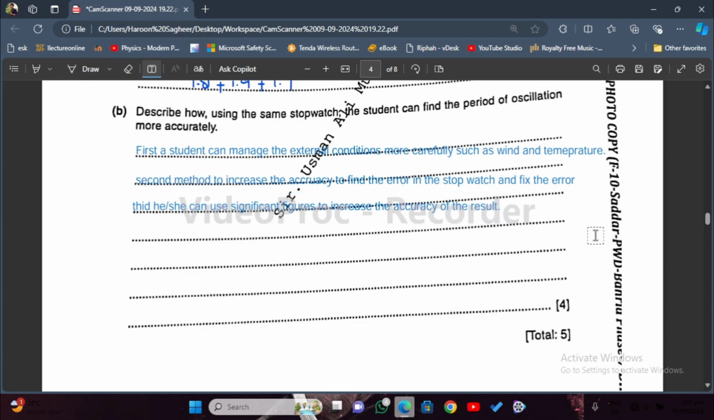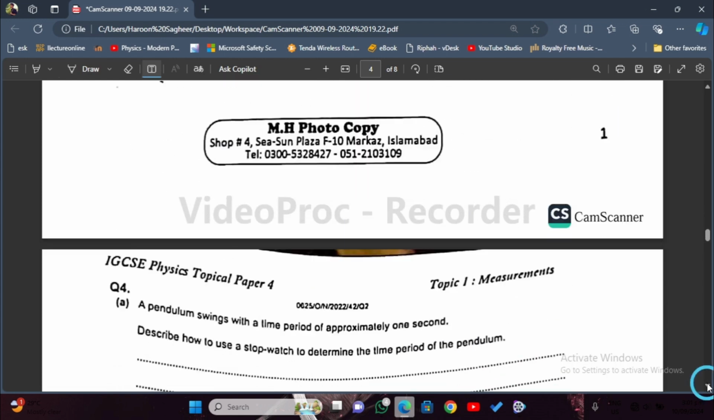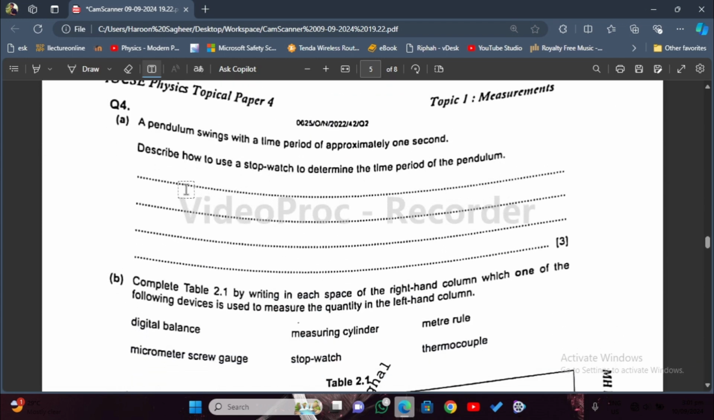You can extend it, you can add more and more things, you can always search different books to find out the answer. All right, now question number 4. A pendulum swings with a time period of approximately 1 second. Describe how to use a stopwatch to determine the time period of the pendulum. All right, it's very easy. Let me show you that first.